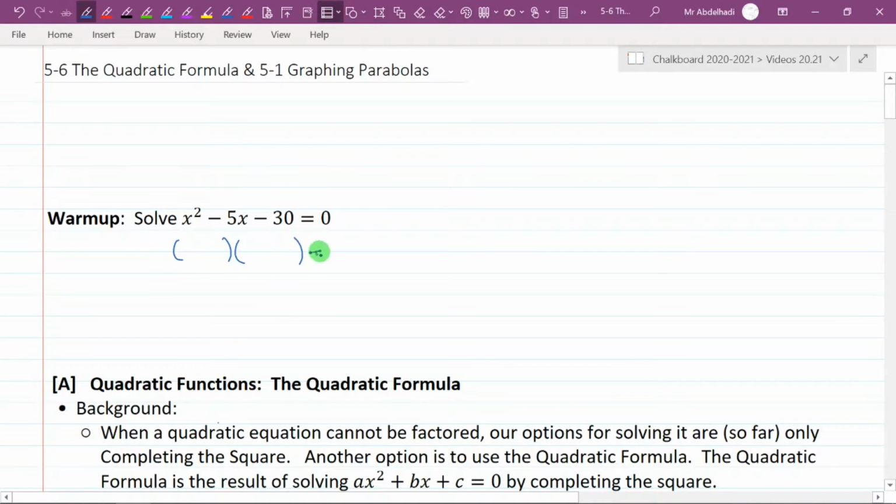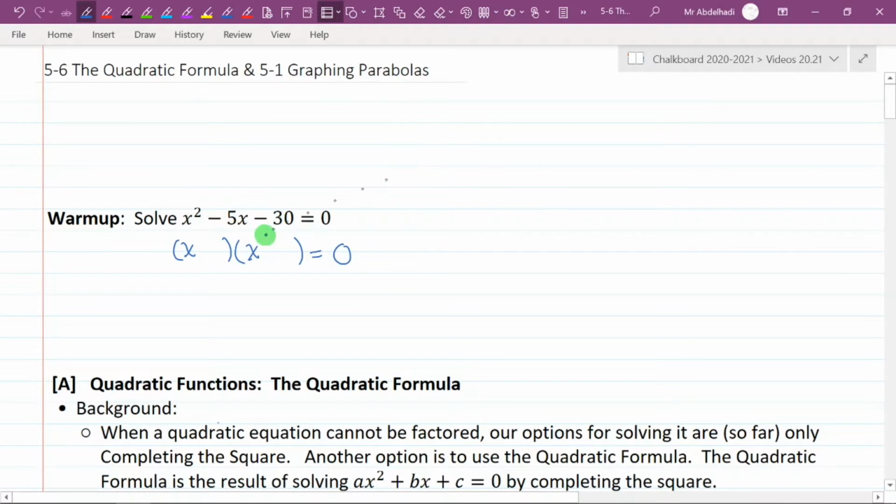And so there's reverse FOIL right there. You have to write your parentheses. You have to write your equals 0. And you put down your x's, right? Because you can only do reverse FOIL if there's nothing here, a 1 meaning invisible 1. And now you look for two numbers, two factors of 30 that add to give you -5.